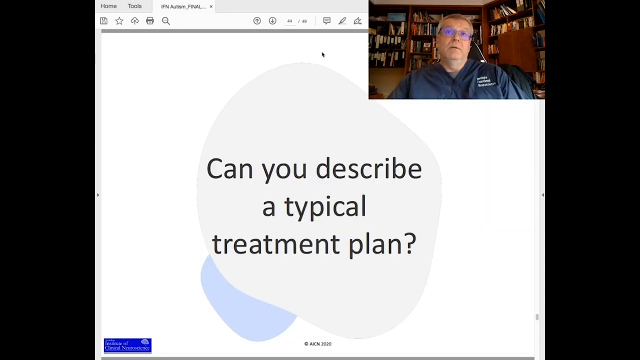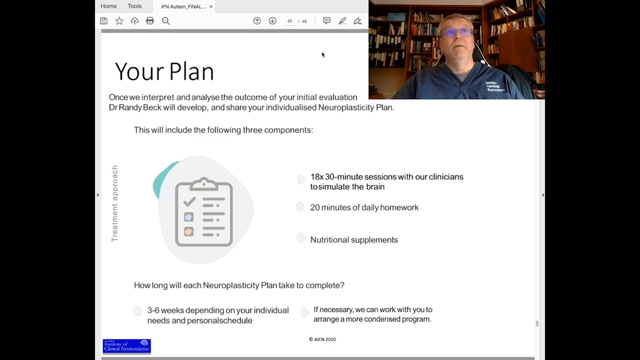So can you describe a typical treatment plan? What do I have to do? What's it composed of? Well, once we interpret and analyze the outcome of your initial evaluation, you're going to be coming in for a treatment plan involving 18 treatments, and these are usually 20 to 30 minutes in length, depending upon the complexity of the treatment. You also get some daily homework to do, some daily home exercise, which is usually around 20 minutes. Now, it's not heavy-duty exercise like you'd expect. It's some very, very simple exercises that we would use.